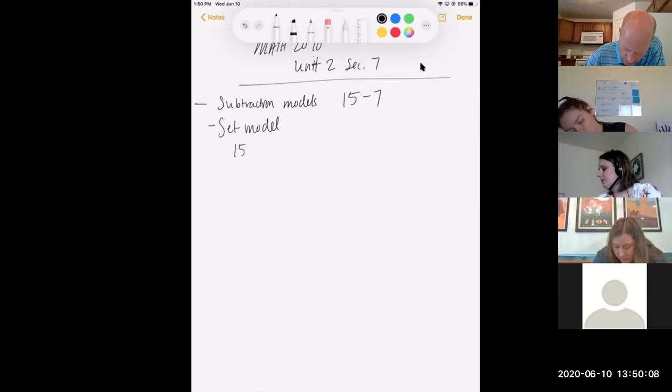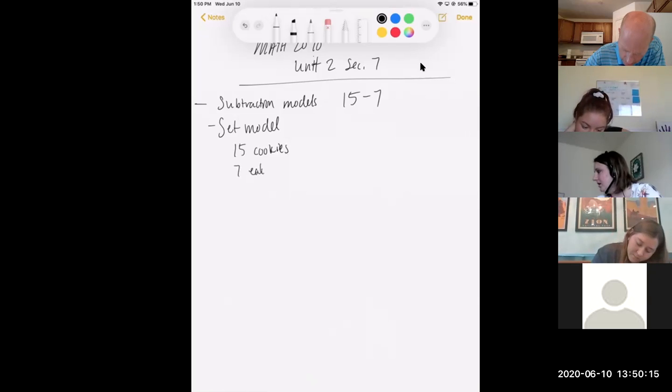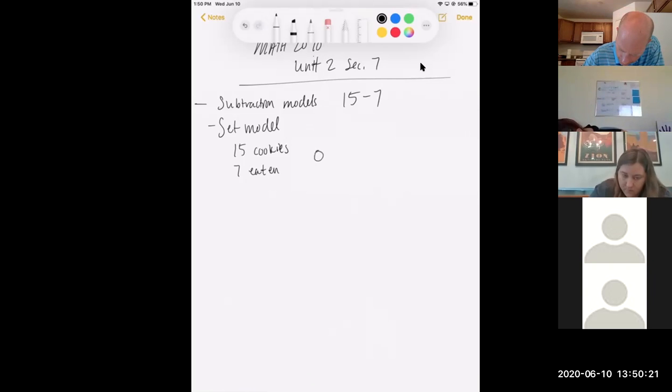So we can do 15 cookies, 7 eaten by your favorite character, whoever you want to be in the story, Cookie Monster or something like that. Okay, so there's 15 cookies there. And we're going to cross out 7. So you can show the subtraction by crossing out.